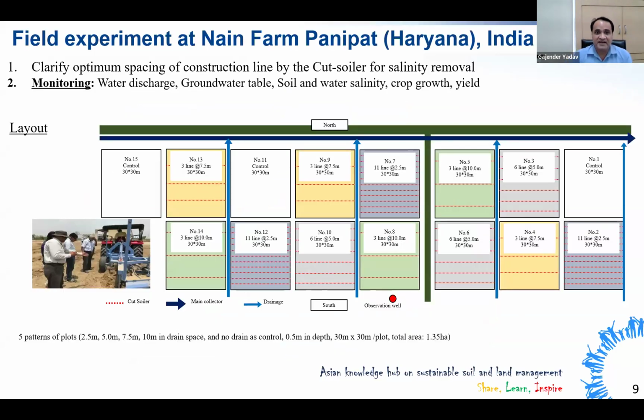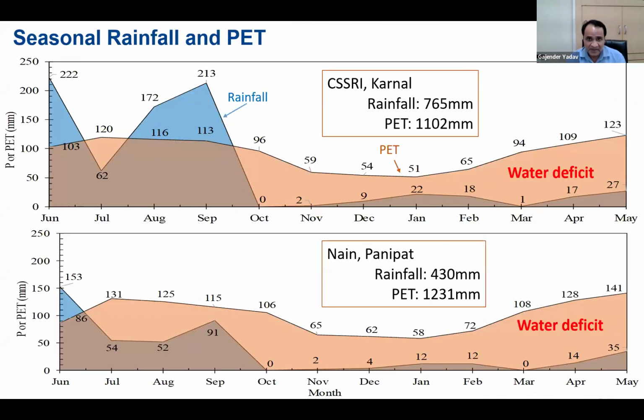First, we have a field trial where we constructed these kinds of drains at various lateral distances, say 2.5 meter, 5 meter, 7.5 meter, and 10 meter, just to look at the effectiveness of the desalinization effect of this kind of drainage at the field scale. These two sites, one is a canal site where we have a controlled environment study, and at NAN Panipat, we have a field scale study. Both are representative salinity trial sites where most of the year you see water deficit.